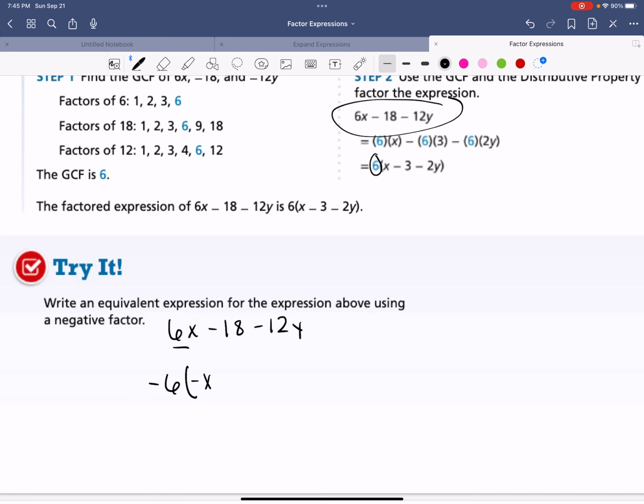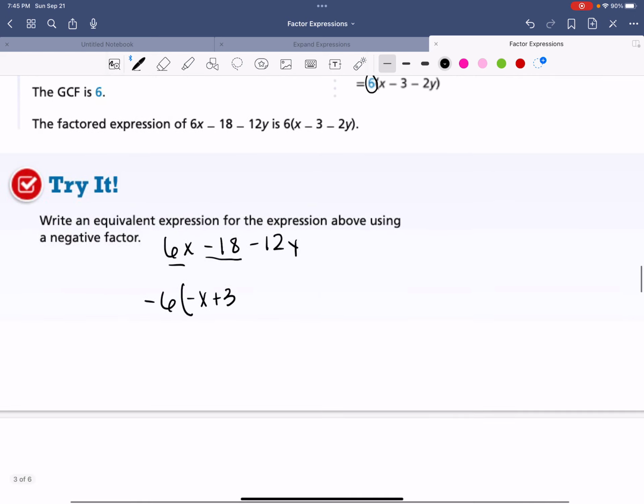And that way, those two negatives would make a positive. Then I need negative 6 to get negative 18. Well, that would be positive 3, because I need different signs to make a negative. And then negative 6 times what gives me negative 12y? Again, that's going to be a positive 2. Keep the y, because different signs make a negative.